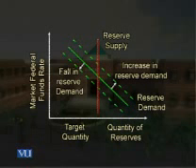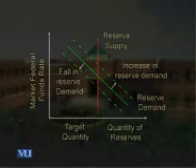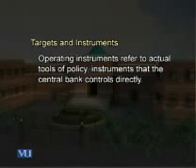But overall, when there is an increase in the reserve demand, what happens? Our demand curve shifts towards the right, and when there is a decrease in the reserve demand, our demand curve shifts towards the left. So an increase in reserve demand forces the interest rate to go up because the equilibrium now jumps up. So our market federal fund rate goes up, and a fall in the reserve demand forces the interest rate to go down. Now let's talk about the targets and the instruments.